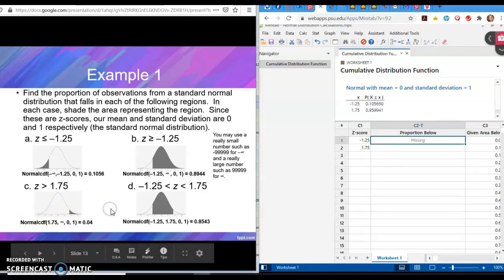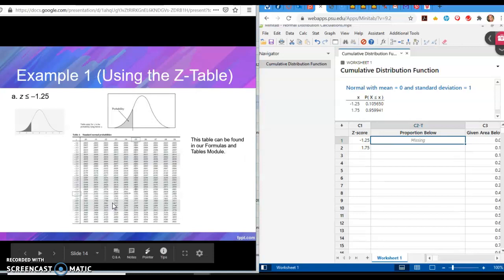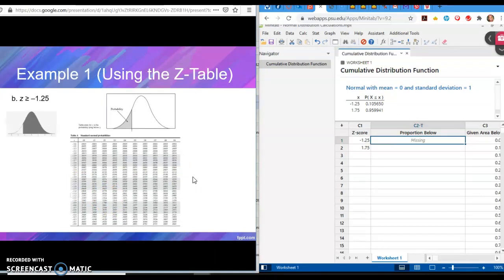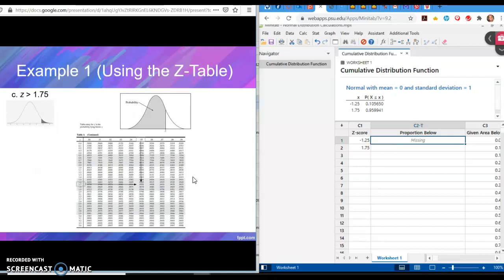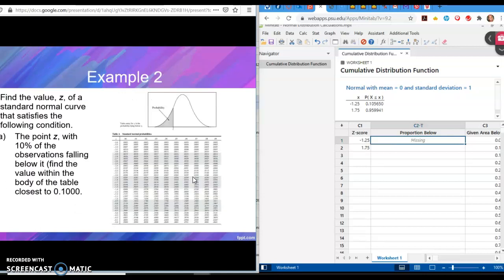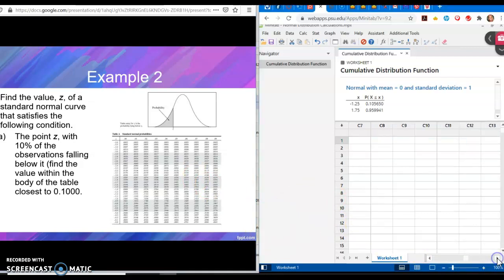Now, the other kind of question that we were working on this morning using Excel was those situations where we knew the area below or the area above for that matter, and we wanted to find the corresponding z-score. So one of the examples we did together was we wanted to find the point Z that has 10% of the observations that fall below it.